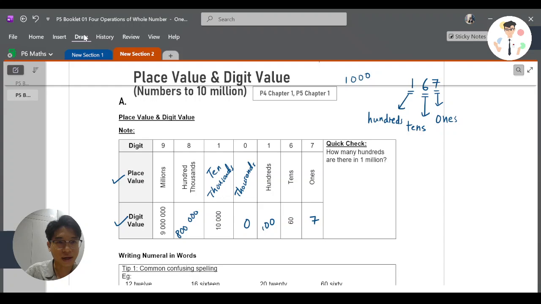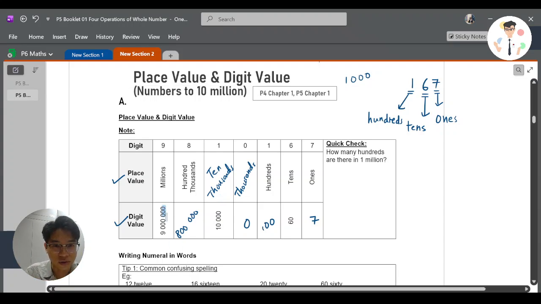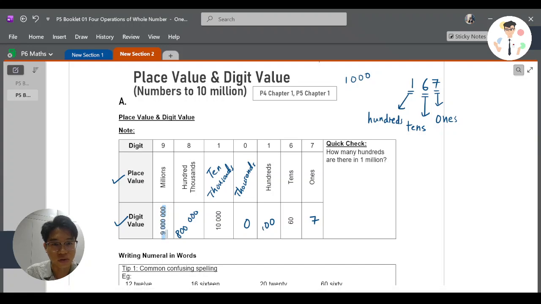You will notice that sometimes in math, we try to make it easy for you by separating the last 3 zeros and the middle 3 zeros. As you can see here, 000, 000, then 9. So it will be easy for you to understand. There's 9,000,000, so it's 9 million. Or here, 800, then 1,000, 10,000. That will help you to understand the numbering or the words better.